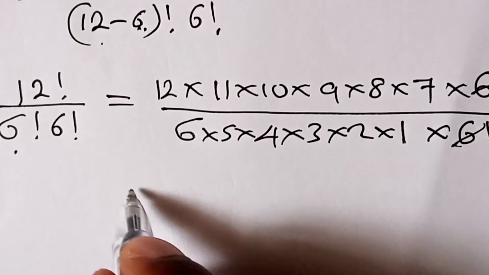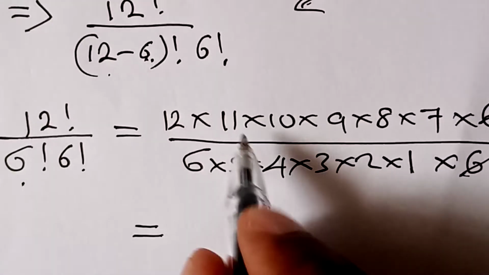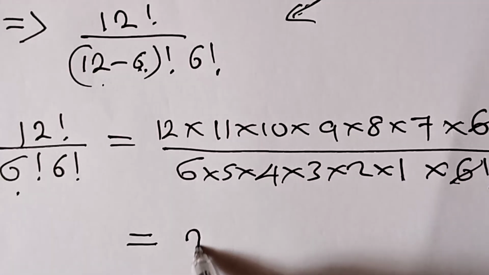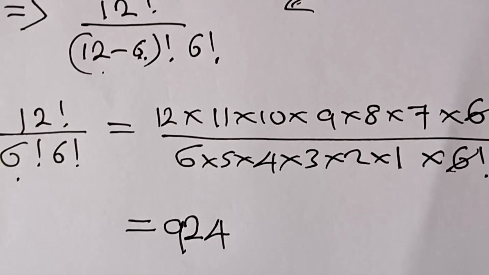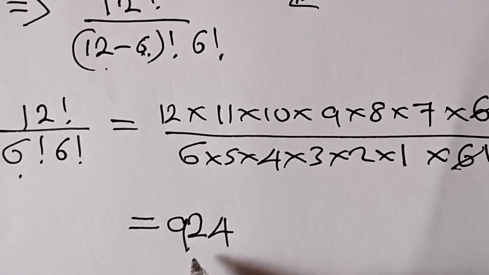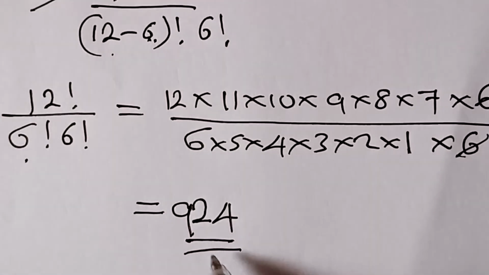I have written it this way because I want to simplify the 6 factorial and 6 factorial. Doing your computation, you will get 924. So you're going to have 924 considering the combination.